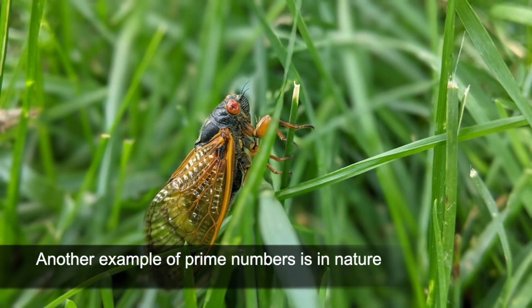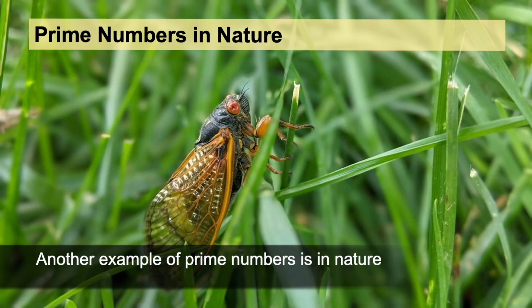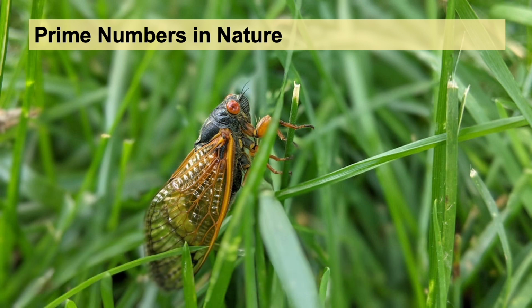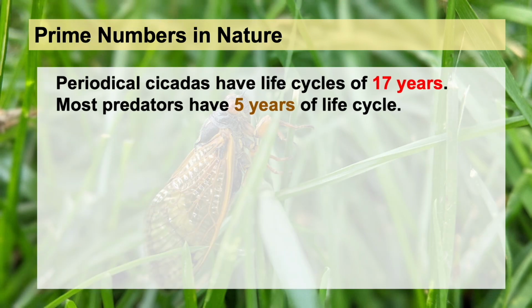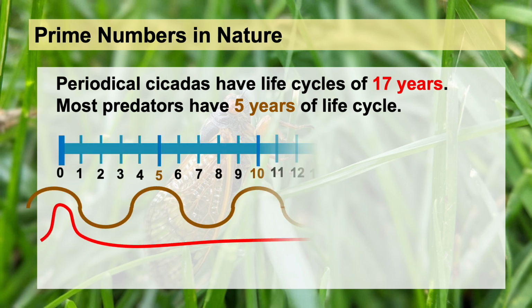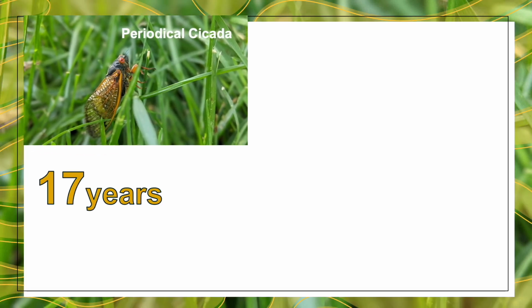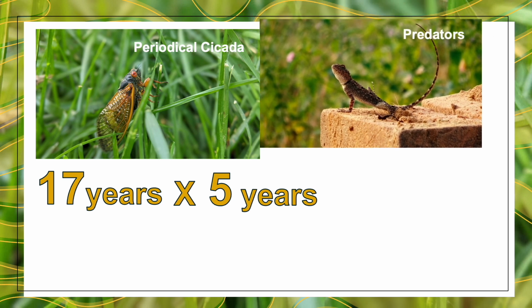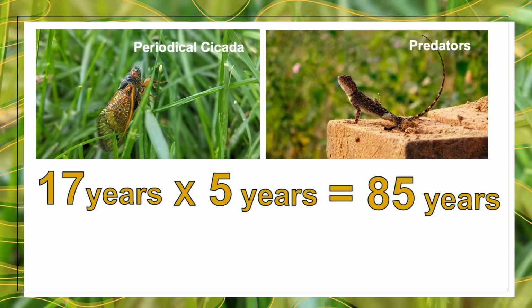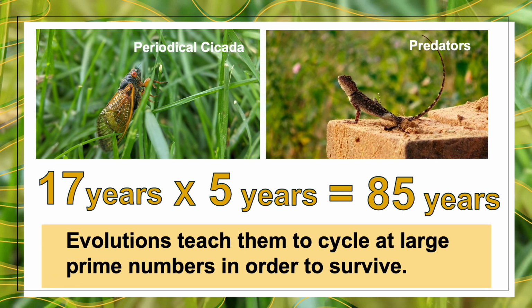Another example of prime numbers is in nature. Periodical cicadas have life cycles of 17 years, but why 17? By emerging every 17 years, cicadas minimize their deadly coincidence. Most predators have 5 years of life cycle, so 17 times 5 is 85. Evolution teaches them to cycle at large prime numbers in order to survive.